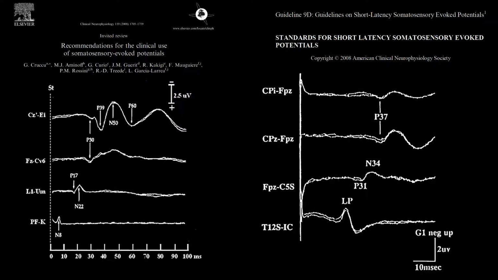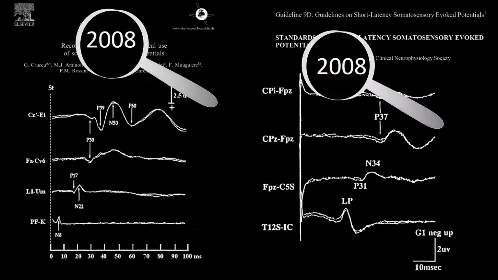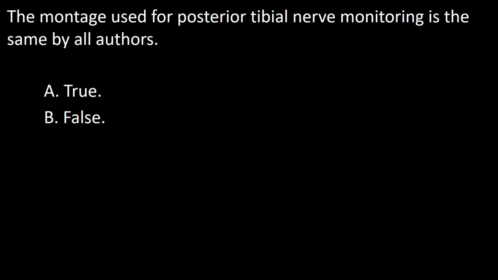Compare the montage on your left with the montage on the right, which is the one that is recommended by the American Academy of Clinical Neurophysiology. As you can see, the electrode nomenclature, peak labeling, and channels used are very different. Notice that both of these publications from where I got this montage were published the same year, in 2008. So the answer to this question is B.